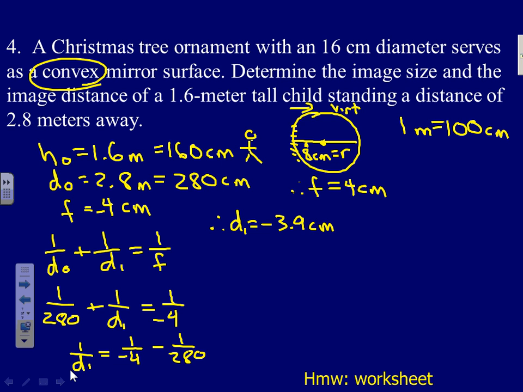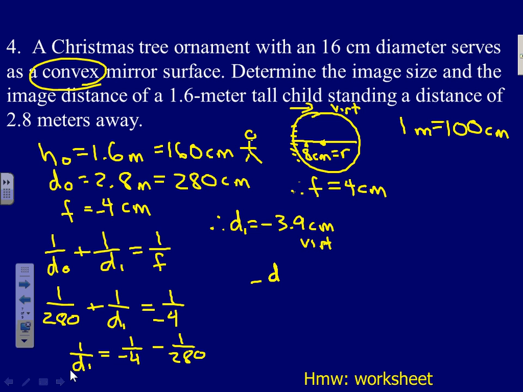Excellent. All right. Negative puts it behind the mirror. So what type of image is this? If the image is behind the mirror, it's virtual. And for a convex, we need it to be virtual. They only produce virtual, right? So if you have a good understanding of how the mirrors work, you can catch those problems when they come up.